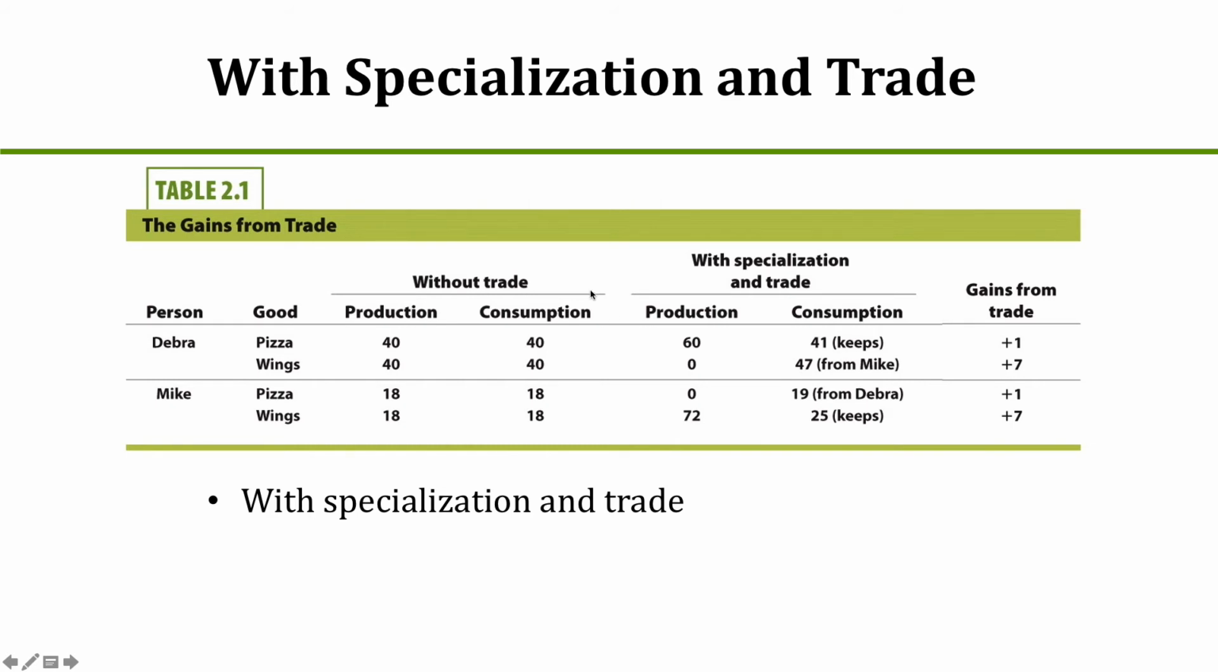So let's compare without the trade and with the trade and specialization case. Without the trade, Deborah was producing 40 pizza, consuming 40 pizza, but with the trade, she is producing 60 pizza, but consuming 41 pizza. So there's an increase in the pizza consumption, plus 1 from trade. Same thing applies when we compare the wings numbers: 40, 47, plus 7. This is a gain from the trade.